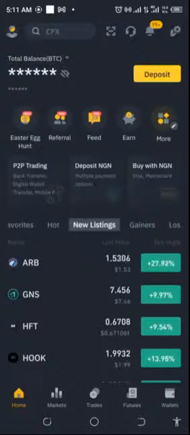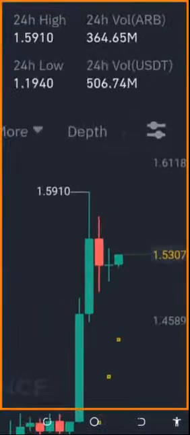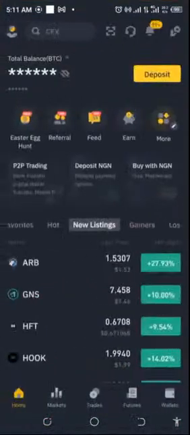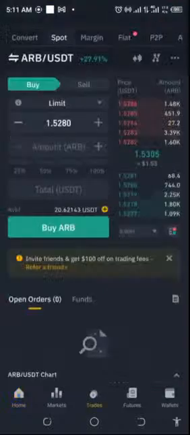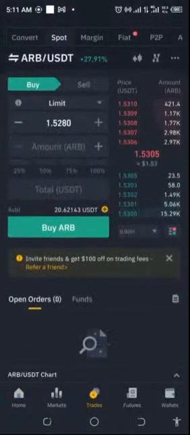So from $1.36, it ran all the way to, where? It actually went all the way to $1.59. This is just the current price, and that's how we're able to hit our target. So let's go back in here. As you can see, it's still pumping, right?